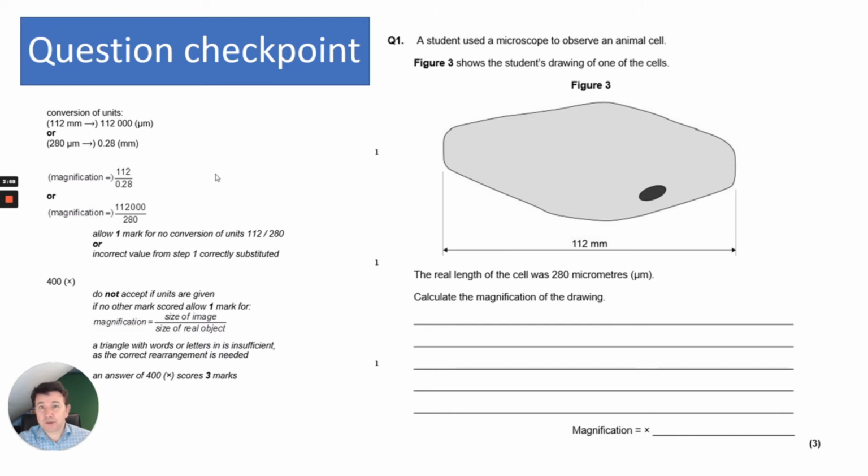So you have to make sure you've got the correct units first. I probably would convert it all into micrometers. That's what I always do with my class. So I always say if you measure in millimeters, to get micrometers, you times it by 1,000. Okay, so if you do that, let's look at the 112,000 divided by 280. That gives us times 400. So that would be the correct answer.